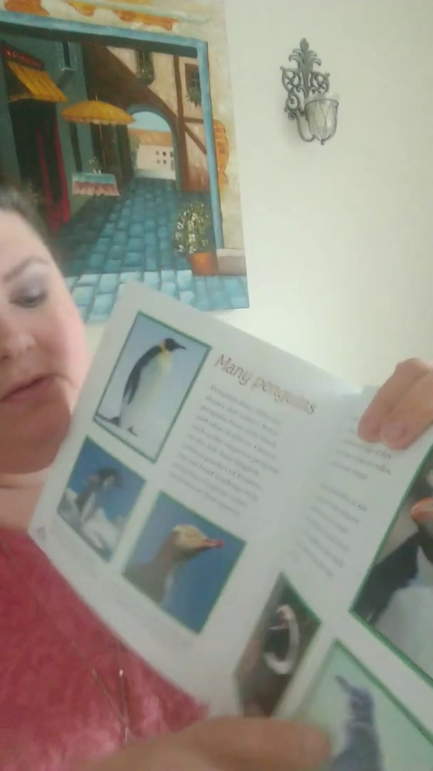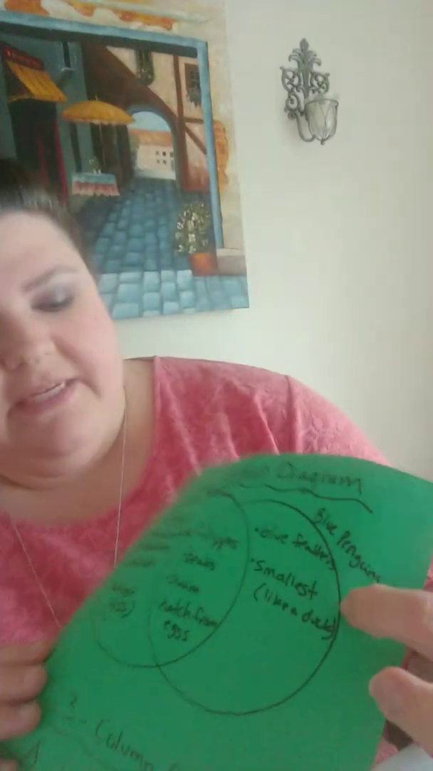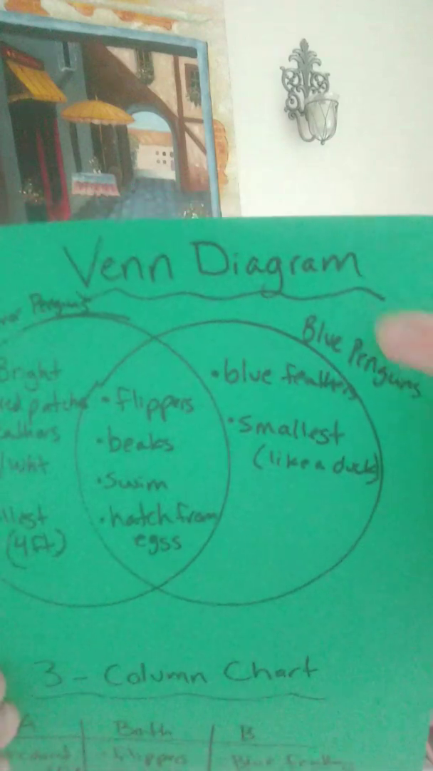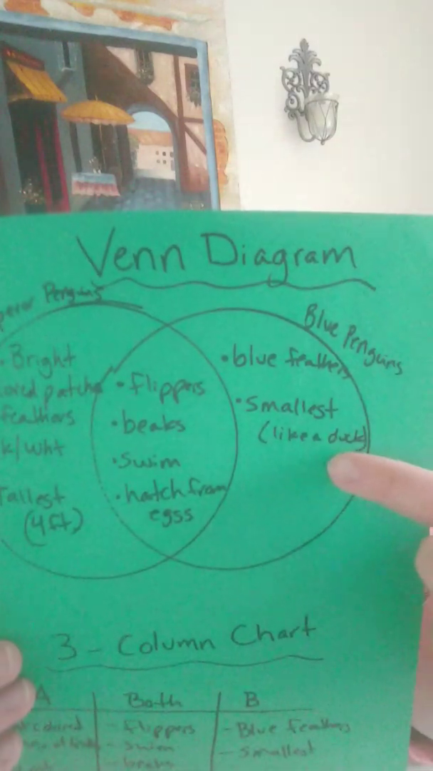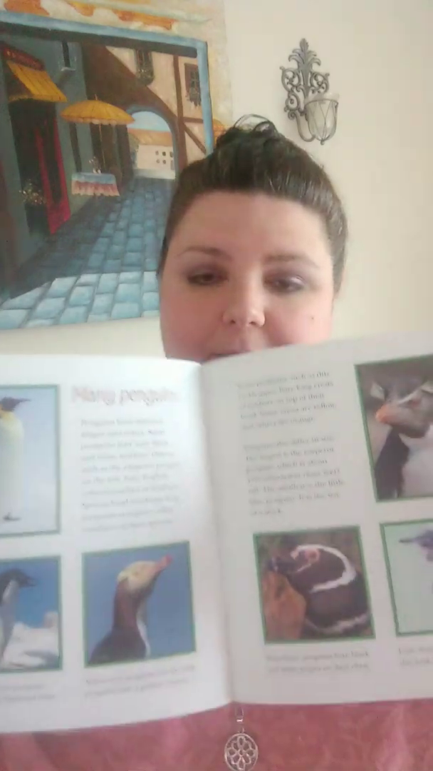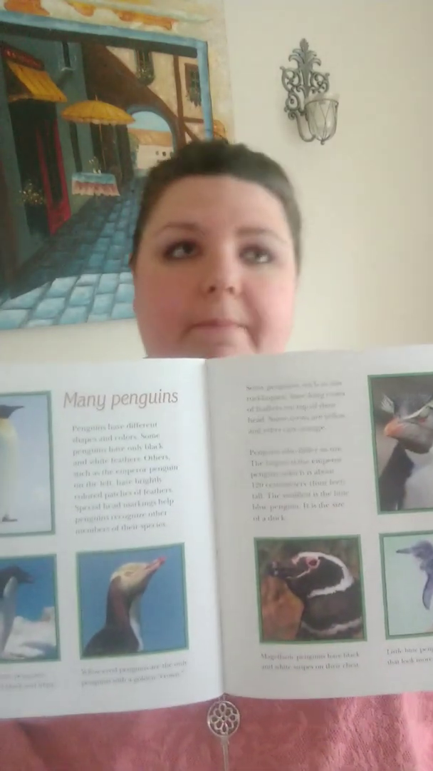And in our reading about the blue penguin, we also read that the blue penguin is the size of a duck. So we know that's much smaller than 4 feet. So I was able to write on my Venn diagram, for blue penguin, I put smallest, and in parentheses, I put the size of a duck. So I was able to take information from what I was reading and compare and contrast some of the details, because this was all about penguins in general, and they broke it apart.